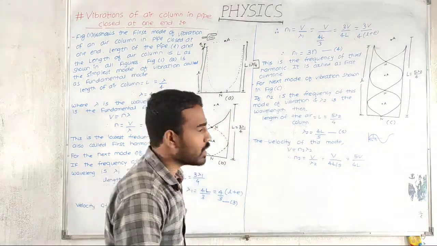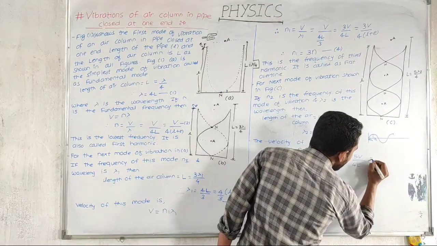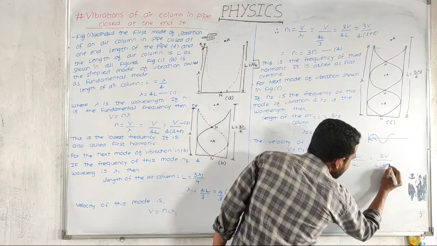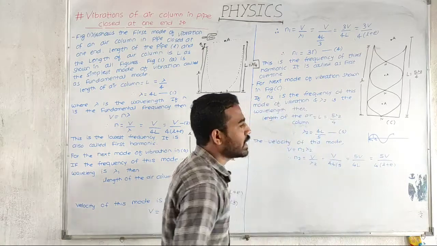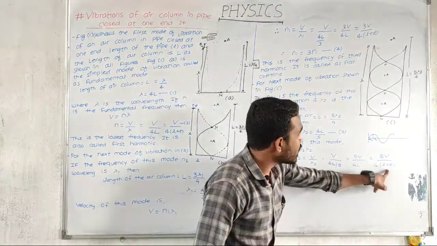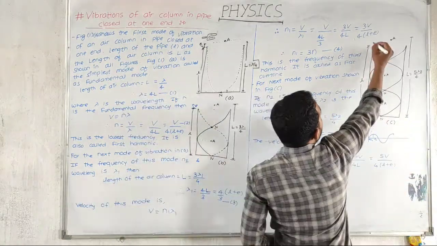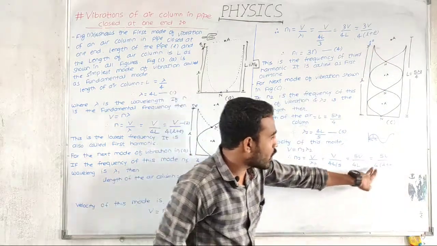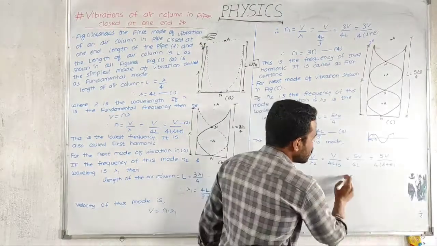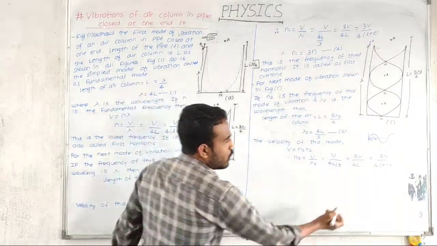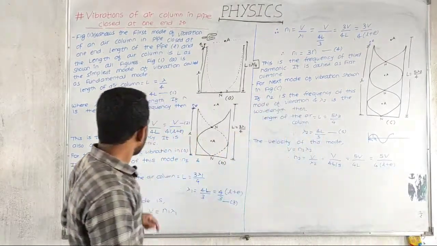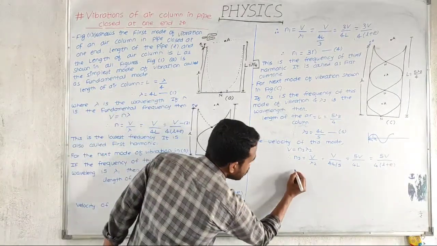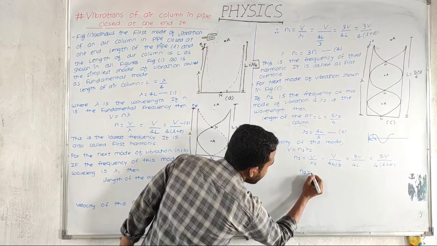5V upon 4L, where this L is small l plus e, the corrected length of the air column. Here e is the end correction, because of this open end. So it is 4 in bracket (L plus e), and V upon 4(L plus e) is the fundamental frequency.